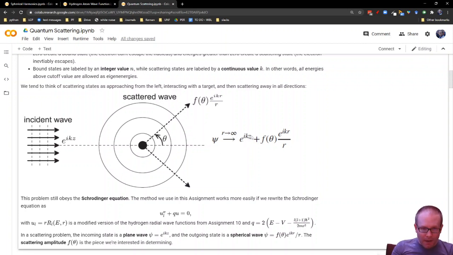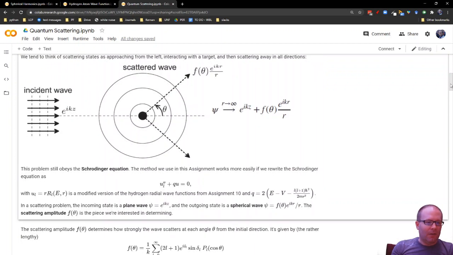And so our incoming wave of e to the ikz is going to get modified by this scattered wave, which has this e to the ikr over r. This is what gives this wave its spherical shape. So e to the ikz gives you a plane shape. E to the ikr over r gives you this spherical shape coming off. That's going to get multiplied by this scattering amplitude f of theta. So basically, in a scattering problem, your goal is to figure out what f of theta is. Once you know what f of theta is, you know how much of the wave you're expecting to get at each angle in the outcoming scenario.